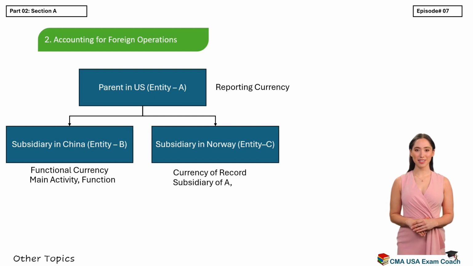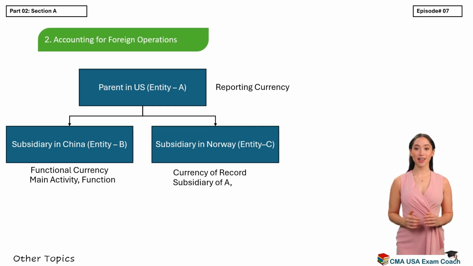Subsidiary company. The subsidiary is located in Norway. In Norway, the subsidiary maintains its accounting records in Norwegian krone, NOK. This is called the currency of record, the currency in which the books are maintained. Business activities. Although the subsidiary is based in Norway, its major business transactions, sales and purchases, are with companies in China. Most of the contracts, cash flows, and settlements happen in Chinese yuan, CNY. Because of this, the functional currency for the subsidiary is Chinese yuan.